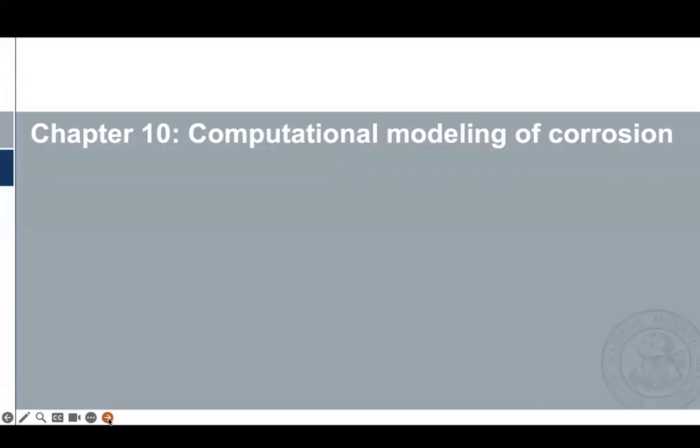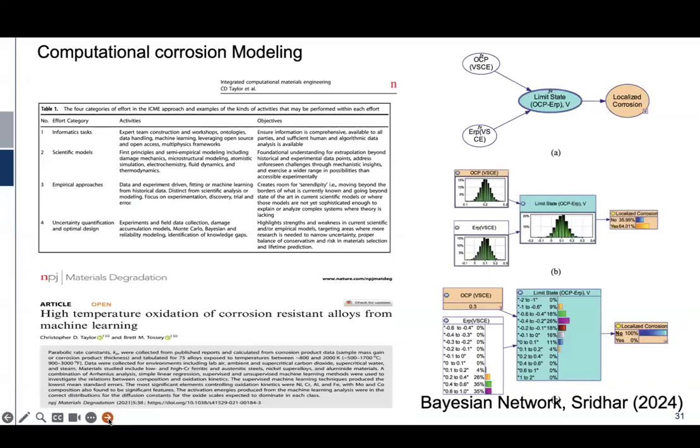Next, we are moving on to the computational modeling of corrosion. We'll be talking about some physics-based modeling, including density functional theory and how it might be used to understand corrosion phenomena happening on the surface. And as I mentioned, a newly developing area is artificial intelligence using Bayesian networks. And there's also modeling of high temperature oxidation using machine learning. So we'll basically introduce you to these topics, and if you want to explore further, I'll also provide some references that you can read during the course of the lecture.